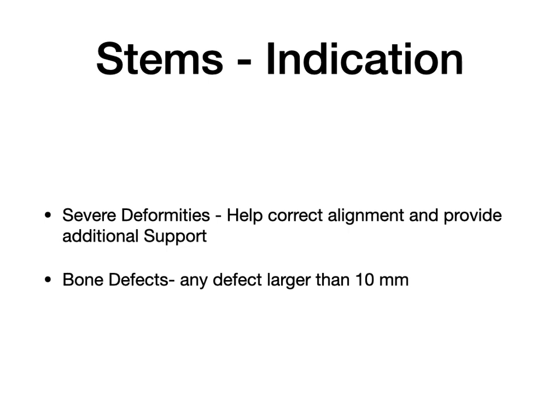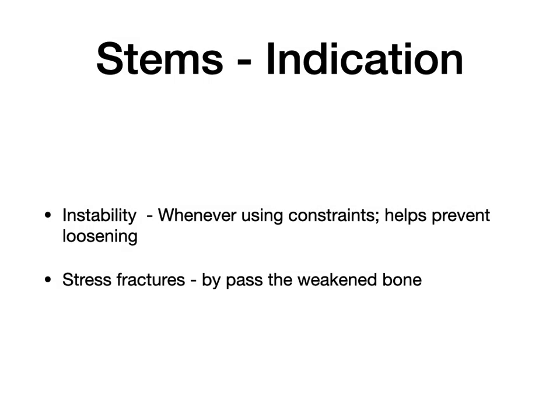For me, any varus deformities in an osteoporotic patient more than 10 degrees, and more than 15 degrees in younger patients, is an indication for use of stem. I have a very low threshold for using stems, especially in valgus deformities which are more than 5 to 8 degrees. Stems are also indicated in bone defects which are larger than 10 millimeter. Apart from that, the stems are used whenever we are using constraint, as they help prevent loosening of the component. And they are also used to bypass the weak bone, for example, in case of stress fractures.